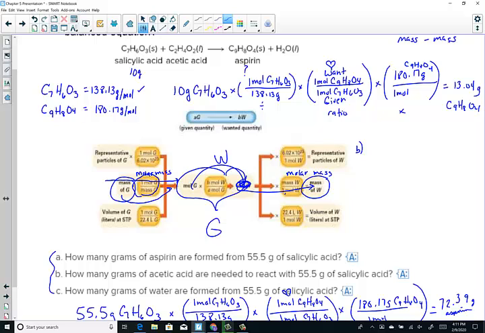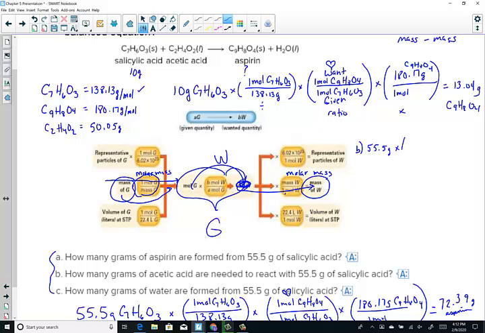All right, so letter B just simply says how many grams of acetic acid, that's the other reactant, are reacting with 55 grams of salicylic acid. So I'm going to need just quickly C2H4O2. Let me find its molar mass. 12.01 times 2 plus 1.01 times 4 plus 32 from the oxygen. So there's its molar mass. So in letter B, we have the same starting point, don't we? 55.5 grams of salicylic acid.